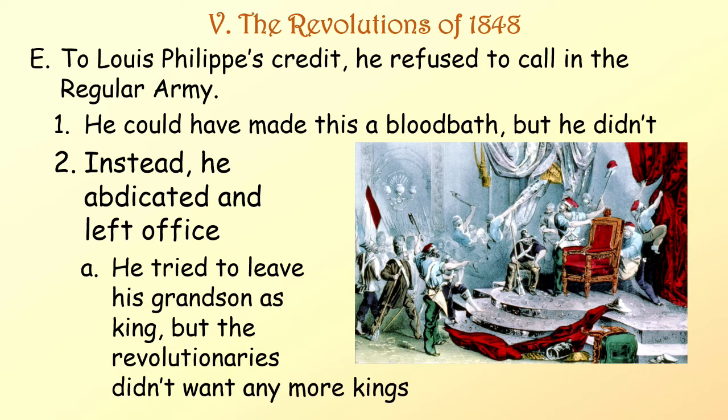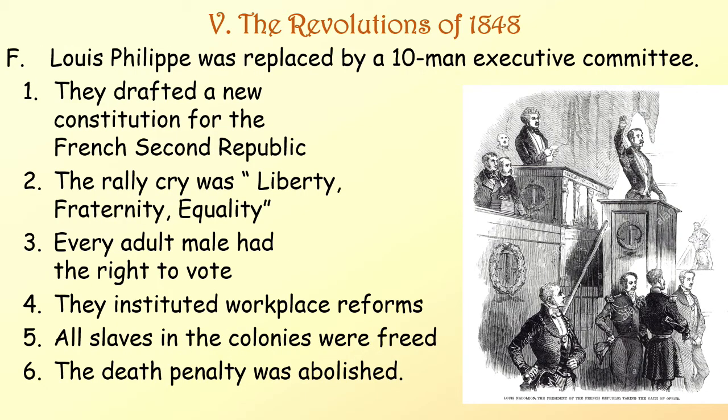Instead, he abdicated and left office. He did try to leave his grandson as king, but the revolutionaries didn't want any more kings. Louis Philippe was replaced by a 10-man executive committee. They drafted a new constitution for the French Second Republic, and we know all about the First Republic, don't we? Their rally cry was liberty, fraternity, equality.